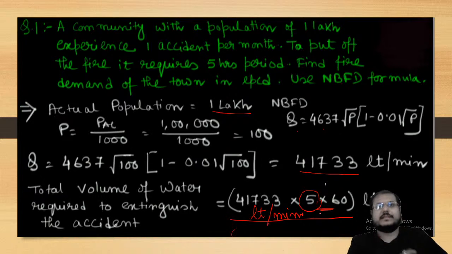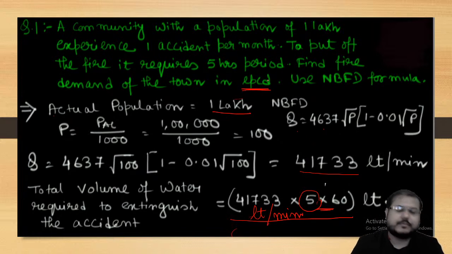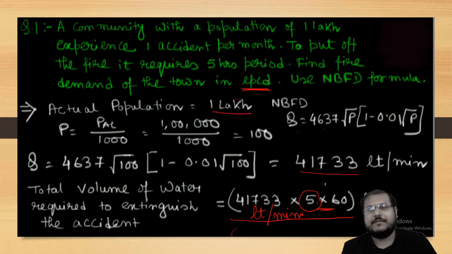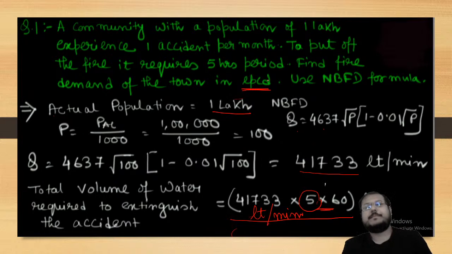Now, what they're asking in the question is to find the fire demand of the town in LPCD, liters per capita per day. One thing you have to remember is that in environmental engineering, a lot of problems will be solved on the basis of unit conversion itself. If your unit conversion is correct, then you don't have to bother about other things. Many questions will get solved there.